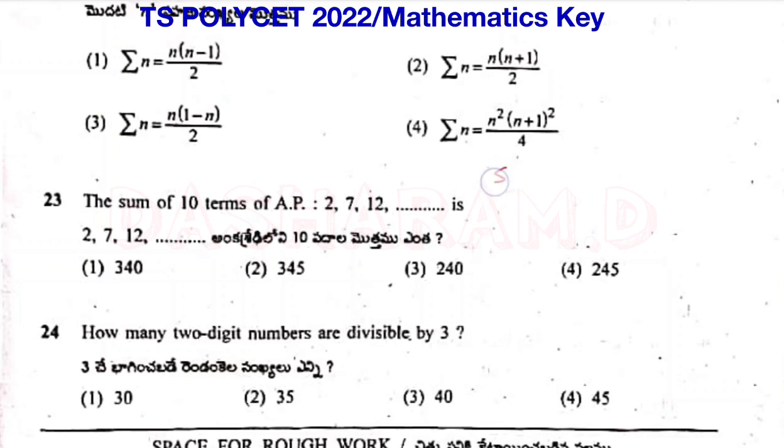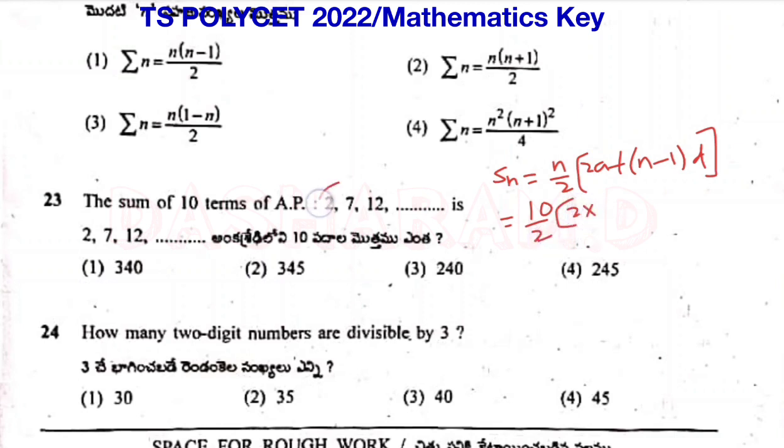So generally, to find out the Sn formula, it is n by 2 of 2a plus (n minus 1) into d. Here n means the sum of the 10 terms, so n value is 10. 2a, where a means the first term. What is the first term? 2 is the first term, plus 10 minus 1 into d value, that is the common difference.